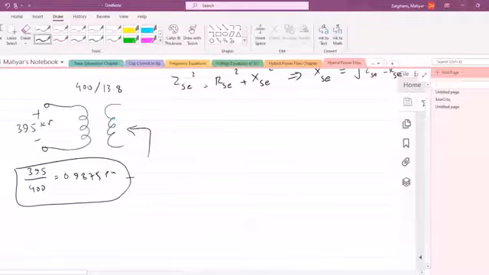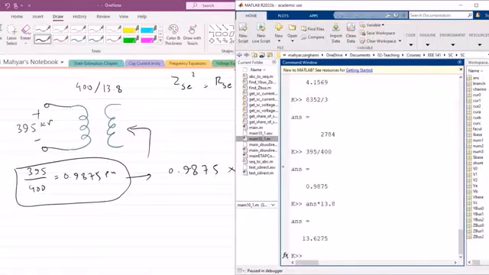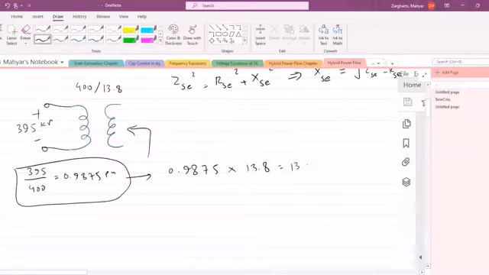So if you multiply this 0.9875 times the base on the secondary, which is 13.8 kV, this means that the actual voltage on the secondary side should be something around 13.6275. So this is the per unit wise calculation that you're doing here, but you could also do that using the turns ratio of the transformer.